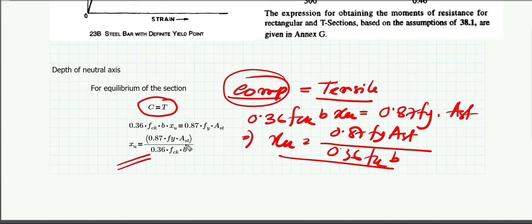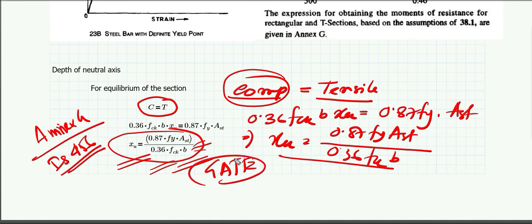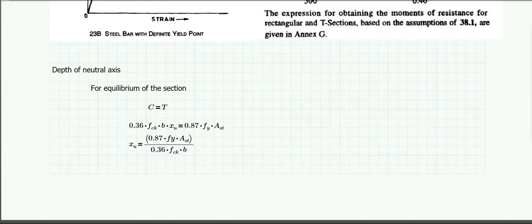You can find this equation in Annex G of IS 456. These equations are already given to you, but you need to know how these equations have been derived, because this builds your concept, and this concept will be very important when you appear for GATE. So this is how you find out the depth of the neutral axis. Let's go to the next.